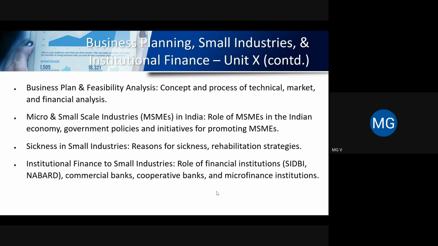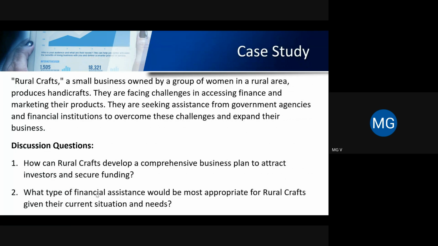Institutional finance plays a crucial role in supporting MSMEs. Various financial institutions, such as the Small Industries Development Bank of India, SIDBI, and the National Bank for Agriculture and Rural Development, NABARD, provide credit and other financial assistance to MSMEs. Commercial banks, cooperative banks, and microfinance institutions also play a significant role in providing finance to small businesses. For example, a startup might develop a business plan to attract investors and secure funding for its operations.